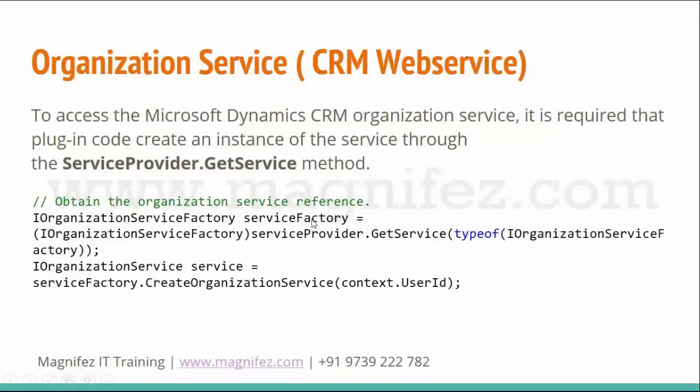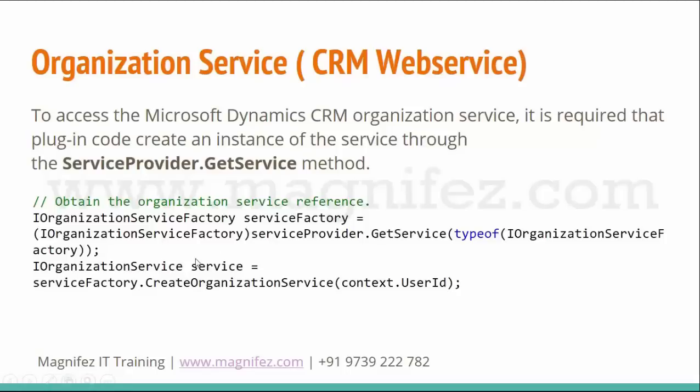First we'll use the organization service factory from the service provider. So we have the instance of the service factory. Then, using that, we are connecting to the organization service: organization service equals service factory, that is the instance we got, dot CreateOrganizationService of context dot user ID. The context will contain the present logged-in user, and dot UserId will give you the user ID of the current logged-in user. So now we have created a connection with the CRM web service.